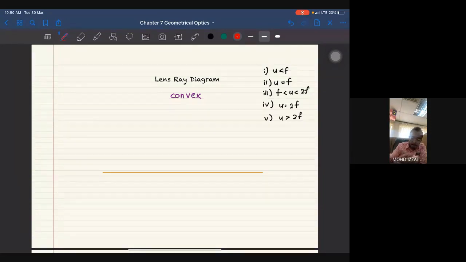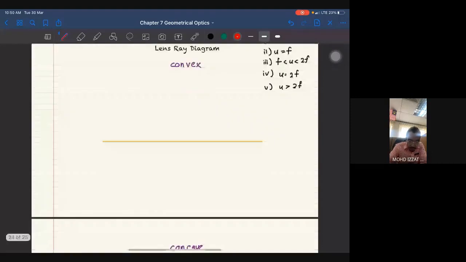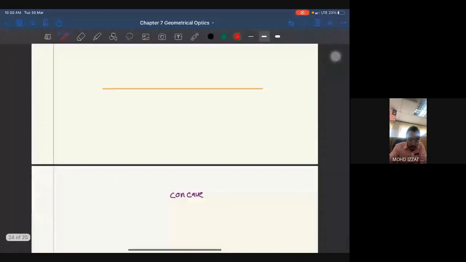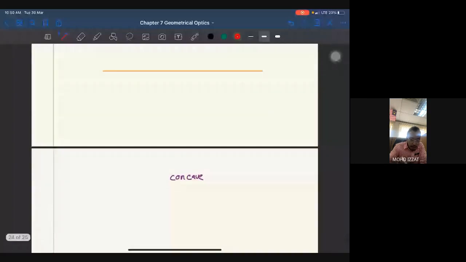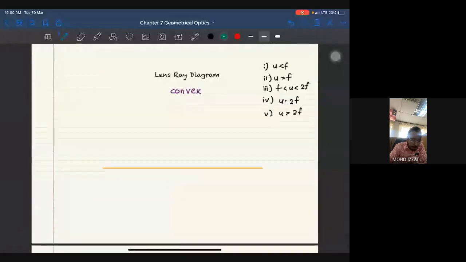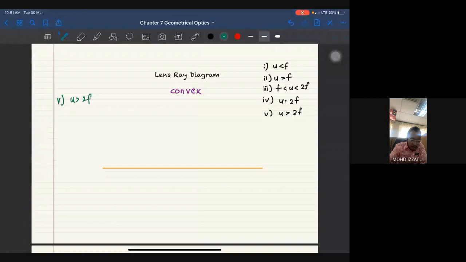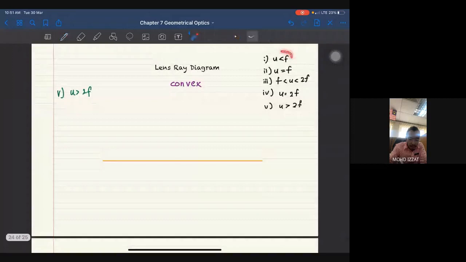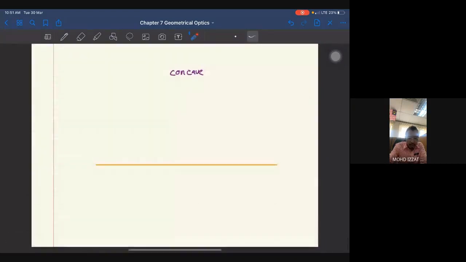Okay, so macam biasa, I'm going to show you how to draw concave and convex. Tapi saya buat satu contoh je. So, I'm going to choose number 5 tu. So, I'm going to draw the U bigger than 2F, what will happen. And after that, at home, I want you guys to draw the remaining ni. 1 sampai 4 ni, I want you to try to draw. And nanti saya nak tengok. And then for concave, dia tak ada banyak image position, semua image dia adalah sama je.